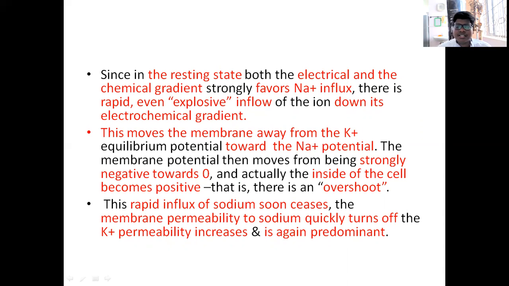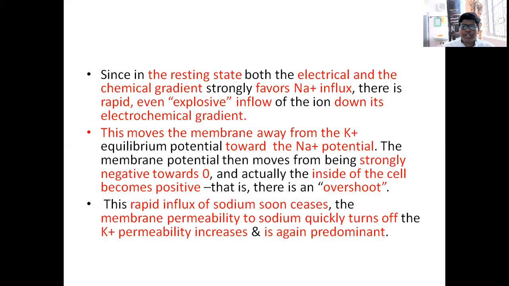Since in the resting state both the electrical and chemical gradients strongly favor sodium influx, there is rapid, even explosive inflow of the ion down its electrochemical gradient. This moves the membrane away from the potassium equilibrium potential towards the sodium potential. The membrane potential then moves from being strongly negative towards zero, and actually the inside of the cell becomes positive. That is, there is an overshoot.